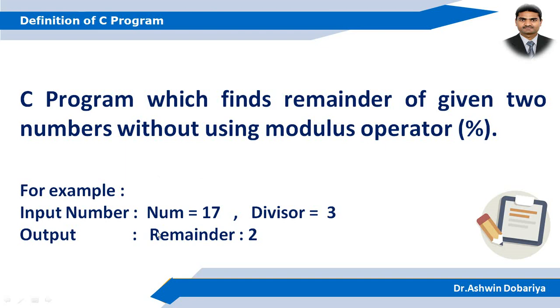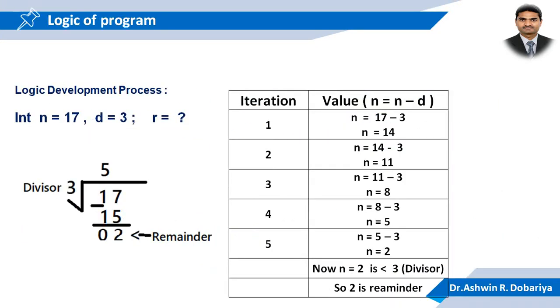For example, suppose our input number is 17 and the divisor number is 3. If you use the modulus operator, then it will directly give you a remainder of 2. So first of all, we will discuss what the remainder is and how you can get the remainder using mathematical operations. Let me first discuss the logic of this program.